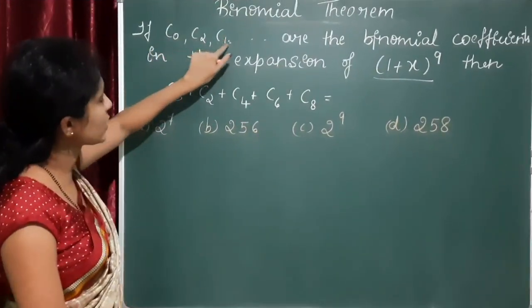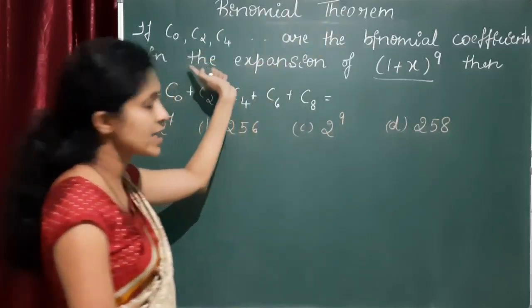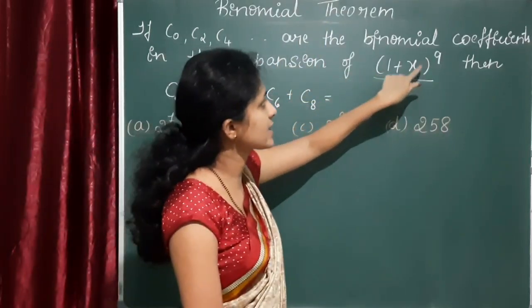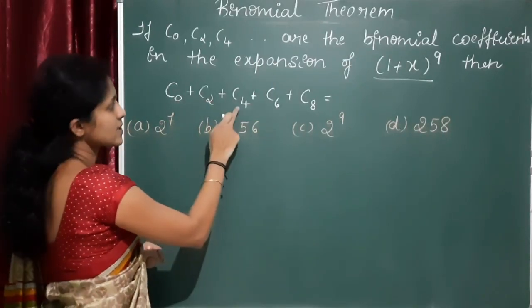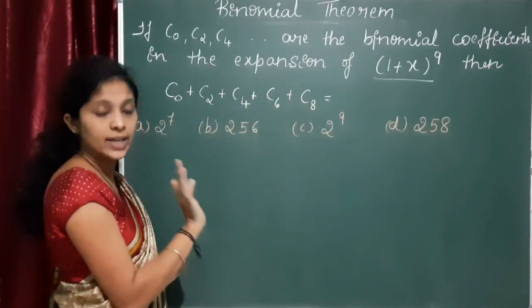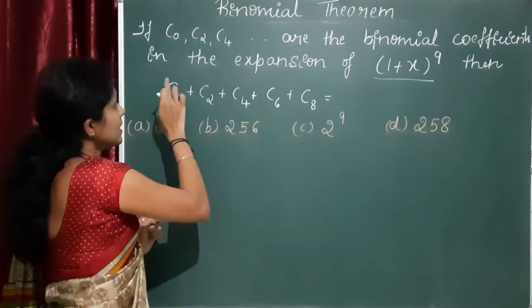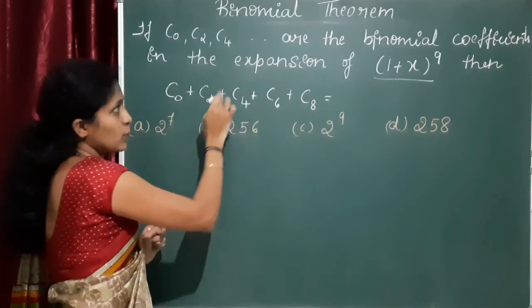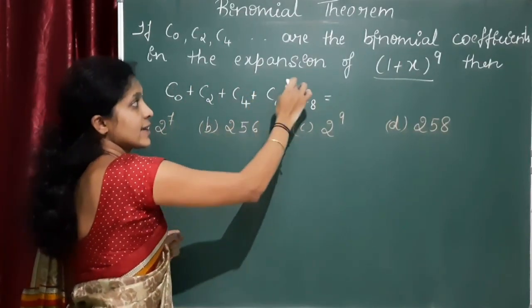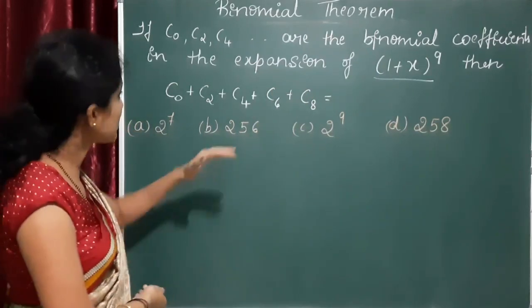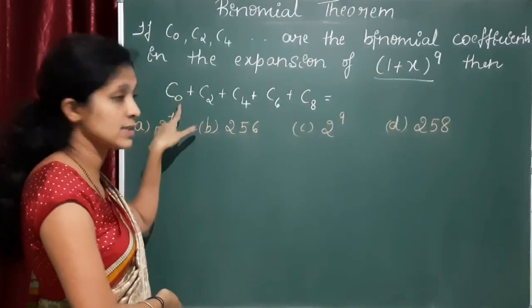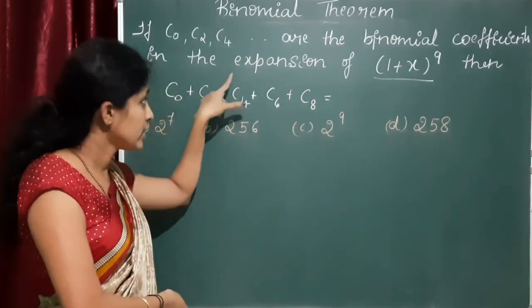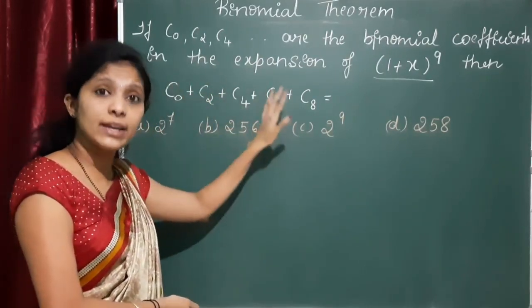Complete this problem. If C0, C2, C4 are the binomial coefficients in the expansion of (1 plus x) whole to the power 9, then the value of C0 plus C2 plus C4, C6 till C8 is nothing but you have to find 9C0 plus 9C2 plus 9C4, 9C6, 9C8. You can find this, but the process will be very lengthy. It will be time consuming, right? You have to find 9C0, then you have to find 9C2, then 9C4, then you have to add everything.